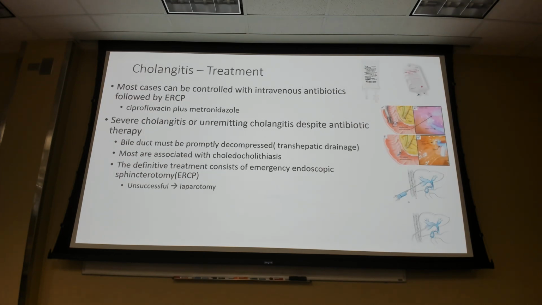So cholangitis, most of them, we control it with antibiotics, and then we follow it up with the ERCP. If we don't see any improvement after antibiotics, then we may have to look at different types of drainage or other therapies. They may still go for the ERCP because that might be the limiting factor on why we're not improving this infection. But these can be very complicated patients when we're managing them.